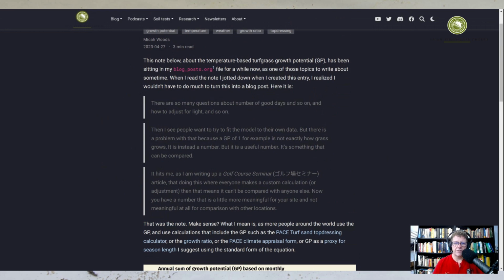And I think so much of the value in the growth potential and in these types of equations, and in things like clipping volume and many of the things that I work on and promote, is that they are useful. And I think they're especially useful if you can see what type of results other people are getting, and what type of growing conditions other people are dealing with. If you know what your numbers are, and you know what other people are doing and whether they're getting good results or not, then you can come back and make decisions about what to do at your site with more confidence.